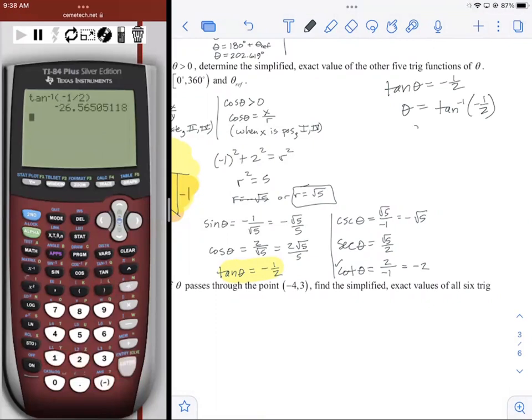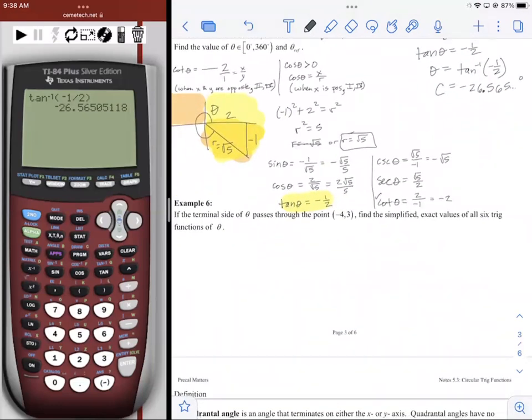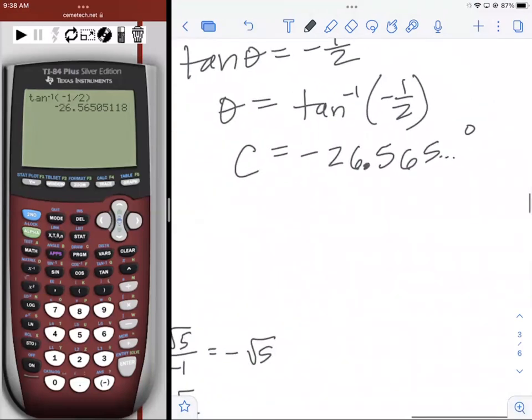And the calculator's answer is negative 26.565. What quadrant is that in? It's in quadrant 4, isn't it? But it's not the angle we want in quadrant 4. That went straight down to get there. We want to go all the way around. So again, we can find the reference angle.